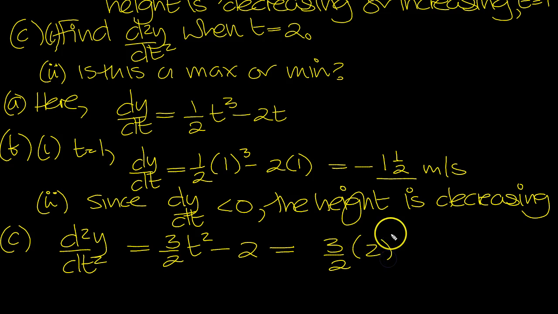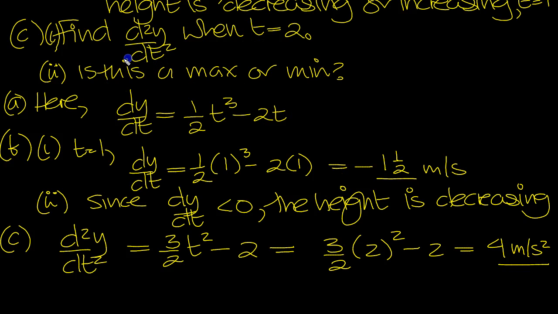3 over 2 times 2 squared. When t is 2, put 2 in. 4 over 2 is 2. 3 2s are 6. 6 minus 2 is 4. And this is meters per second per second. The acceleration is now upwards of 4 meters per second per second.